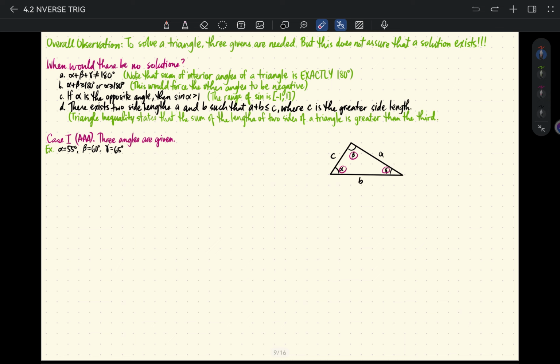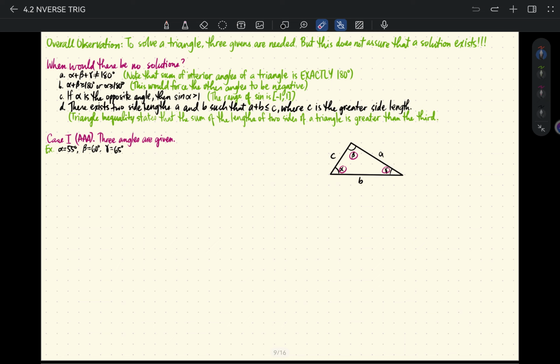Third one is if you are given an opposite angle alpha and the sine of alpha is greater than 1. If that happens, then you don't have a triangle. Why? That's because the range of your sine function is the closed interval -1 to 1. So if you have a sine value greater than 1, then that's already outside the range of the sine function.